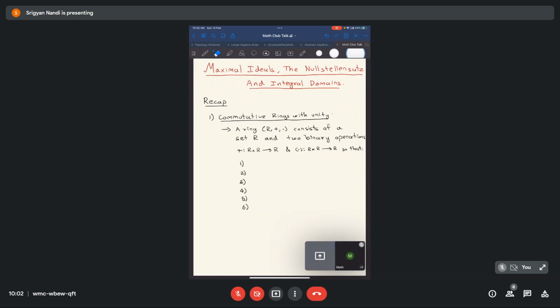Today's talk will basically build on the basic ideas developed in the previous talk. In the previous talk, Sunshine introduced you to commutative rings with unity and several examples such as the formal power series ring and the polynomial ring, etc. And I think he also gave a brief introduction to ideals and adjoining elements.